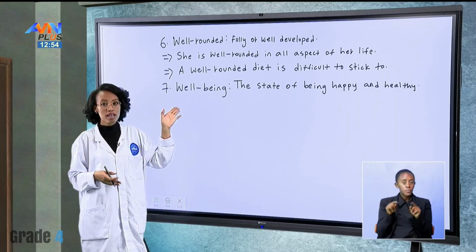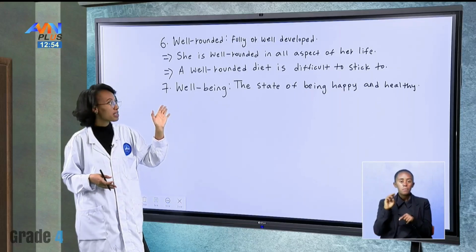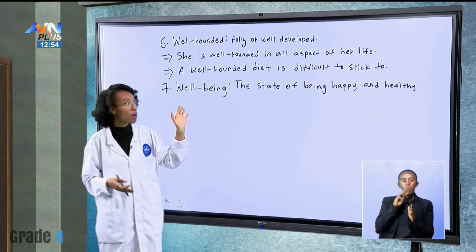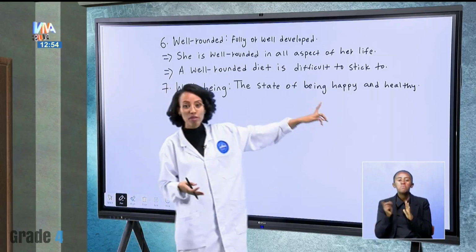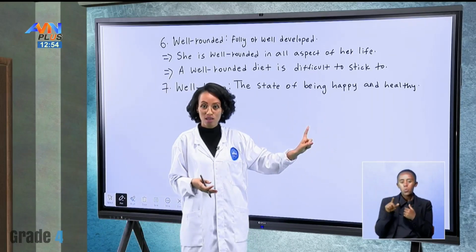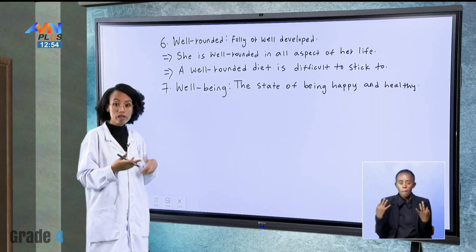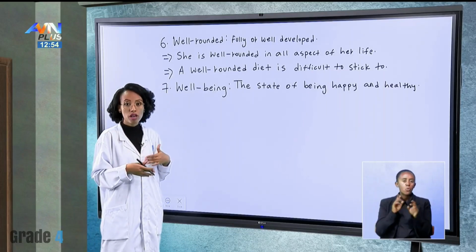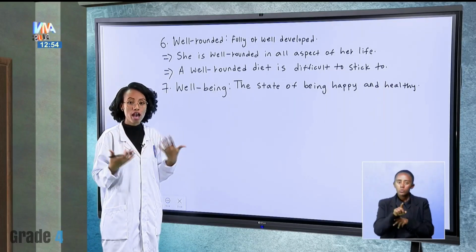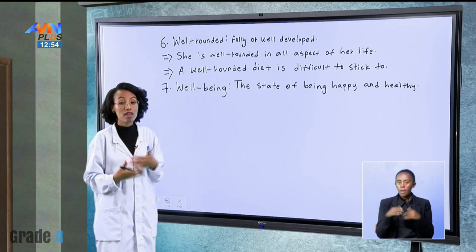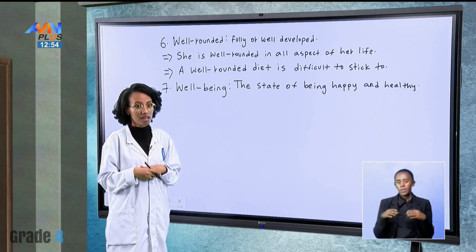But if we say a person's well-being, if we're talking about a person's well-being, we're talking about their what? Their happiness or their health. So well-being is also a very important aspect to people. Everyone should have their own well-being. They should be happy and they should be healthy as well.